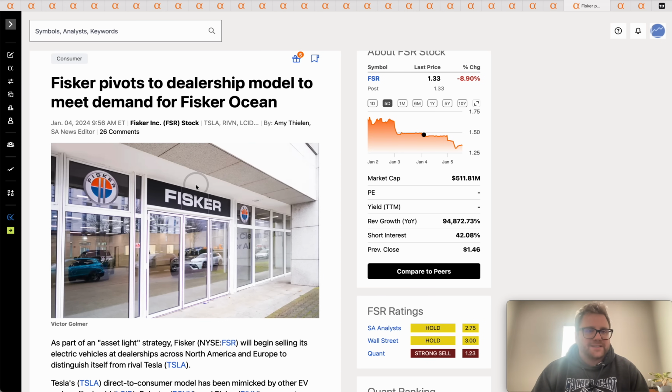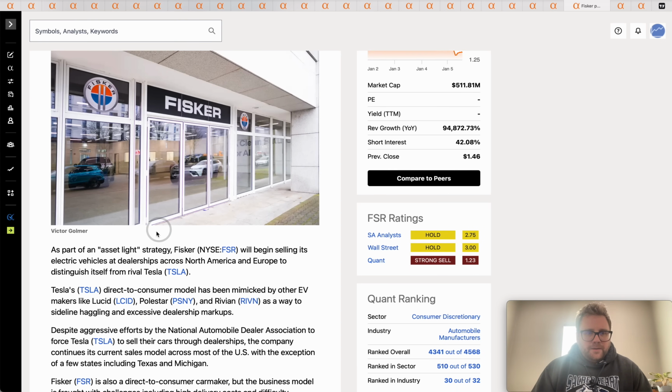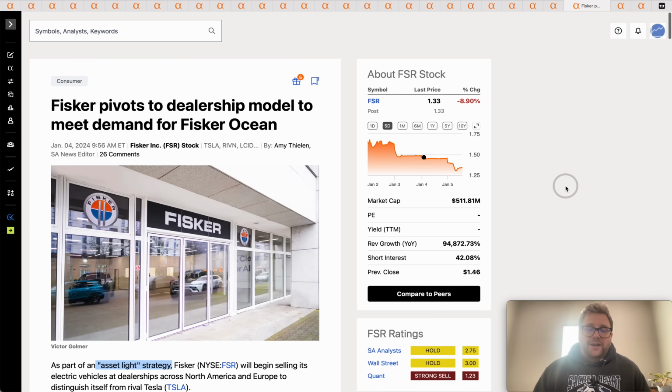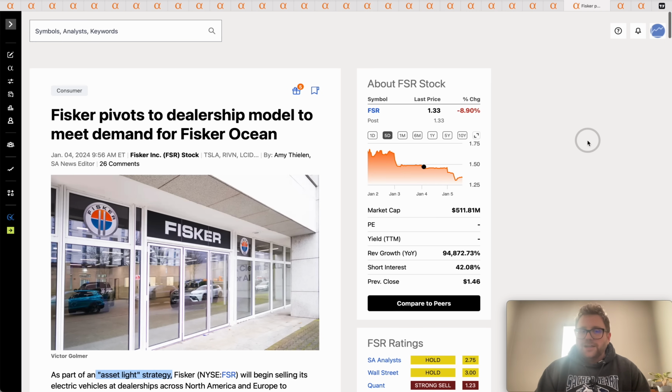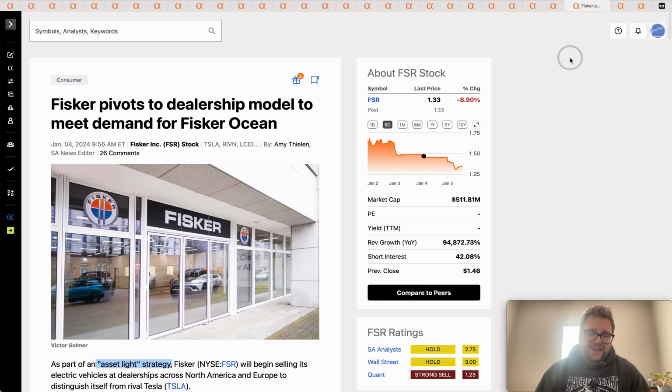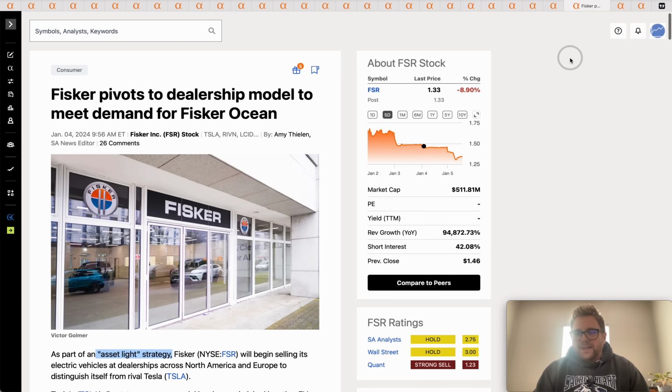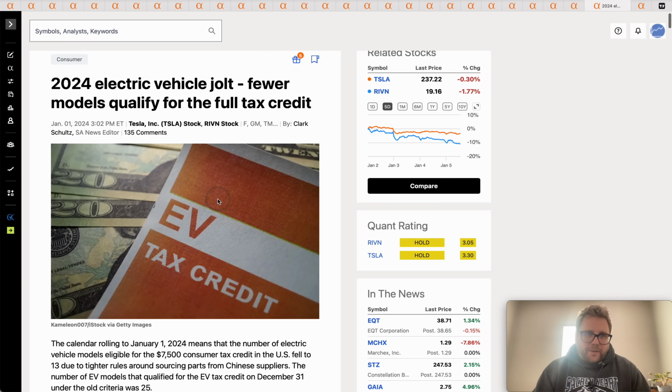Now, Fisker pivots to a dealership model to meet demand for its Fisker Ocean. The company is moving to an asset-light strategy, very similar to the other car makers, where you just simply manufacture the car and then you offload essentially the responsibility onto dealerships to then try to sell those. But then you get into these things with dealer incentives. Sometimes maybe the dealership's not representing your car brand like you would like to. We'll see where things go. Fisker, though, makes a very solid product, in my opinion.